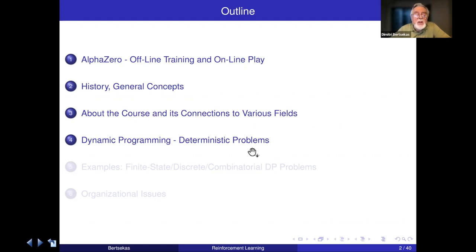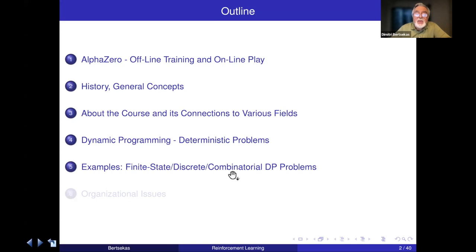We're going to discuss in particular dynamic programming. Dynamic programming is going to be a very central methodology in our course. We're going to discuss the case of deterministic problems where there's no uncertainty. Everything is known about the system, about the effect of the decisions that you make, and so on. In the next lecture, we're going to discuss stochastic problems. But deterministic problems are going to be important for our class and we're going to discuss them in this lecture.